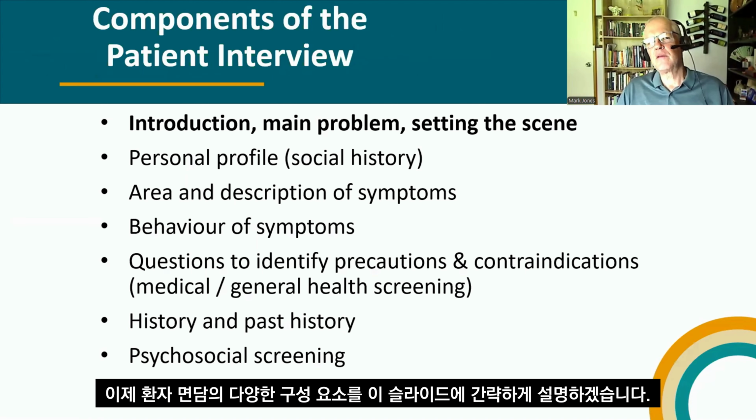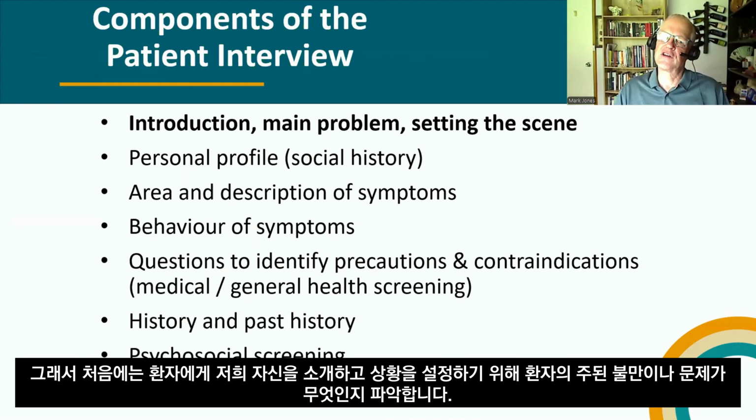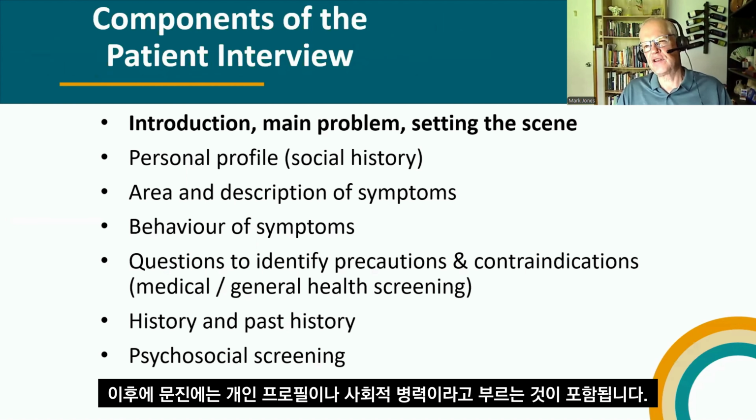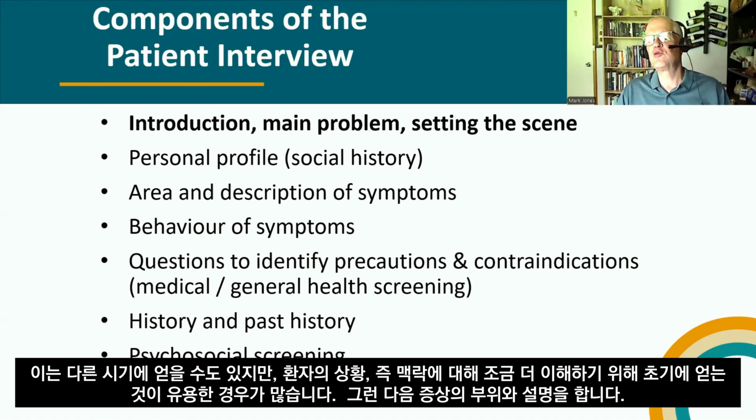Okay, now the different components of the patient interview are outlined in this slide. Initially there's our introduction of ourselves to the patient and establishing what their main complaint or problem is and setting the scene. I'll come back to that in a moment and elaborate. But the other sections of our subjective examination include what we call the personal profile or social history. You can get this at different times, but it's often useful to get it very early so you understand a little bit about the context, in other words, the patient's circumstances, before you get the details of the problem itself.